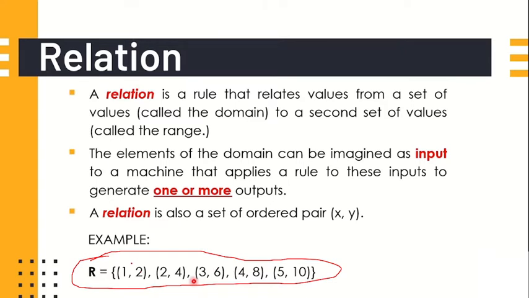Okay, so we have the domain and the range. Where is the domain? The domain is the set of x values, the elements of the x values. So these are the domain: 1, 2, 3, 4, and 5. In our ordered pairs we have x, so x is the domain. Then y is our range. So this is the range: 2, 4, 6, 8, and 10. Okay, so got it?